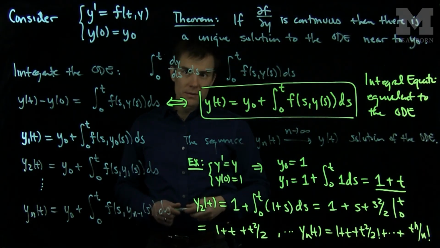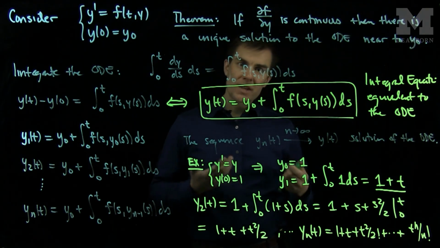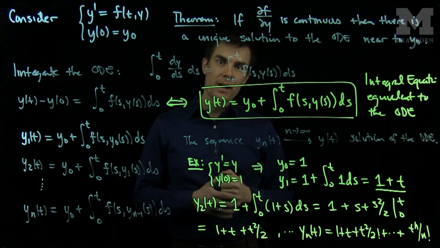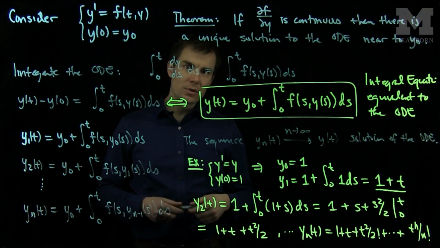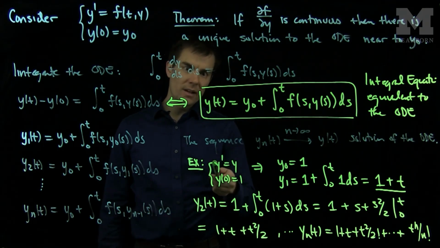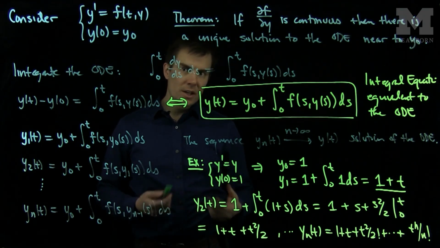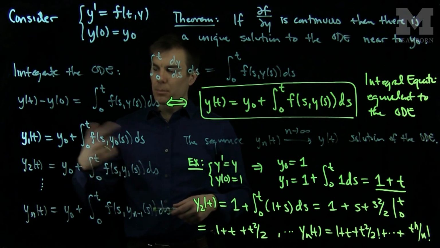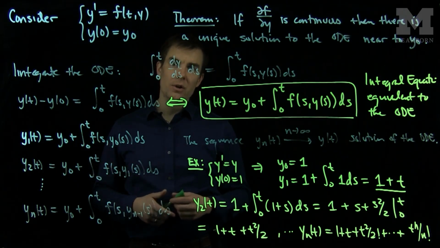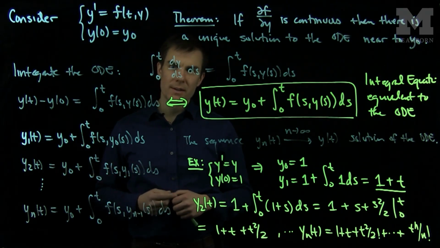And so this iterative scheme gives me the first n terms in the Taylor series approximation for e to the t. And we can verify that e to the t is the solution to this differential equation, since the derivative of e to the t is e to the t, and e to the 0 is equal to 1. So indeed, for this simple example, we see that this iterative scheme, by plugging the previous iterations into the integral equation, will tend to the solution as n tends to infinity.